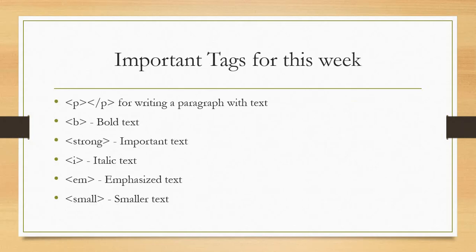So let's touch on some important tags for this week we need to know. As previously mentioned, the P, close P tag is for writing a paragraph with text. With our B, close B tag, that allows us to produce bold text. Our strong, close strong tag allows us to show the importance of text. Our I, close I tag allows us to italicize text. Our EM, close EM tag allows us to emphasize text. And our small, close small tag allows us to produce smaller text.